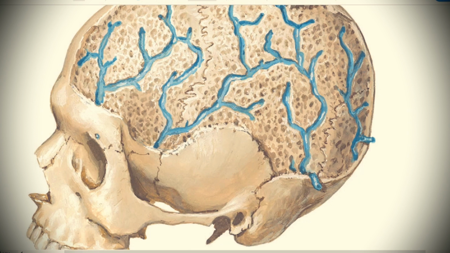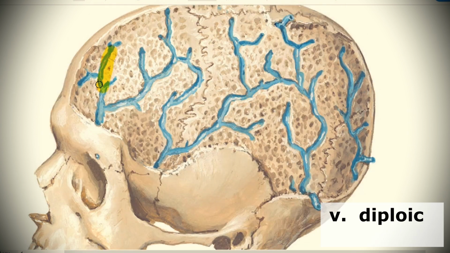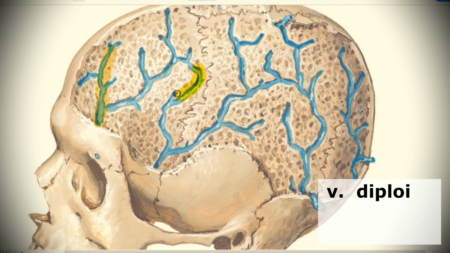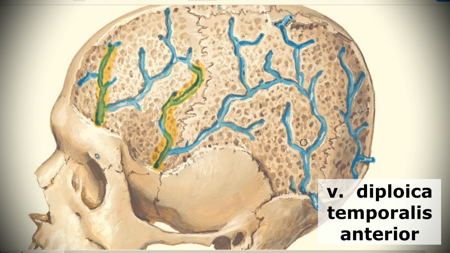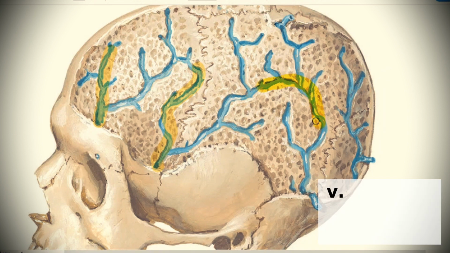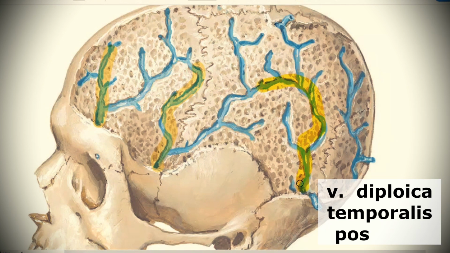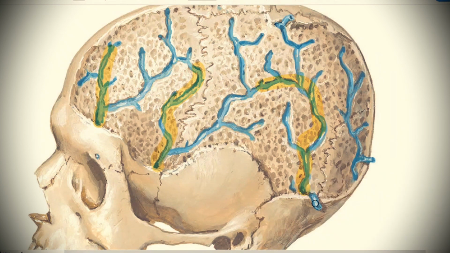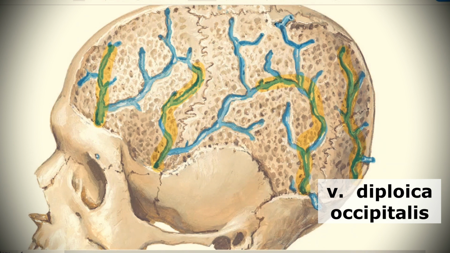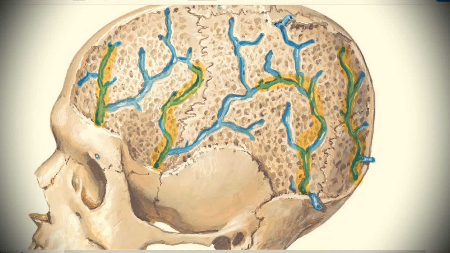So we have a few more veins that you must know. We have the vena diploica frontalis here. It drains into the sinus sagittalis superior. We have the vena diploica temporalis anterior, which drains into the sinus sphenoparietalis. We have the vena diploica temporalis posterior, which drains into the vena emissaria mastoidea, and the inconstant vena diploica occipitalis, which can drain into the sinus transversus.